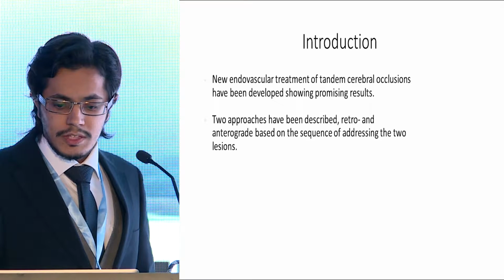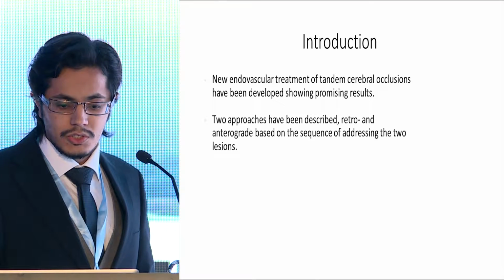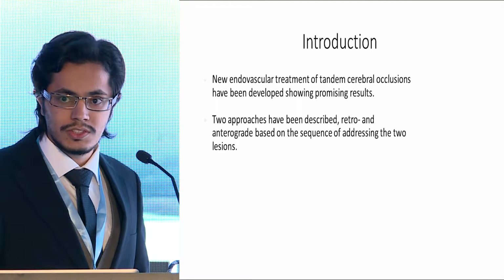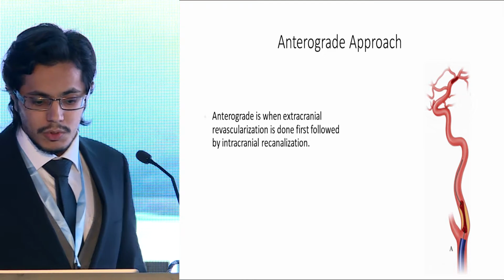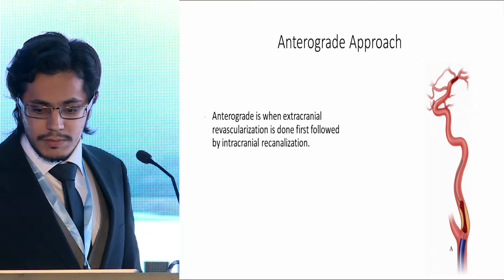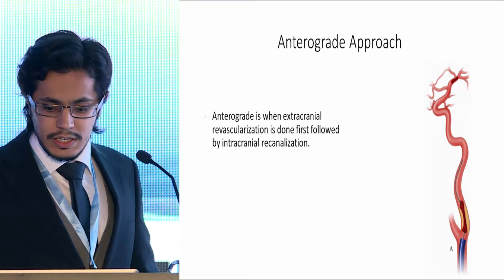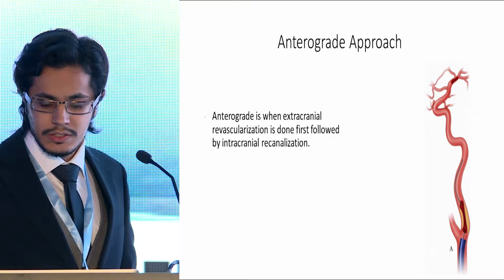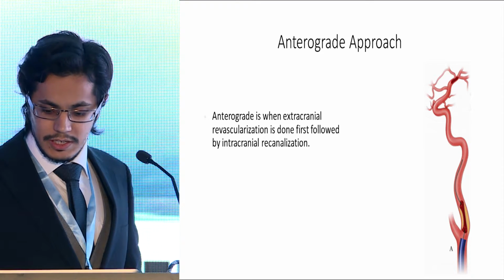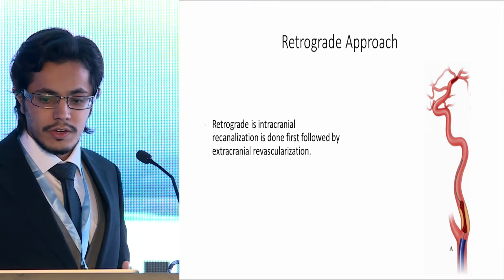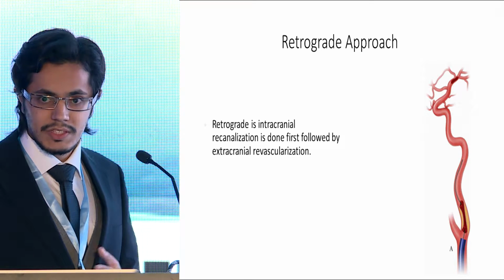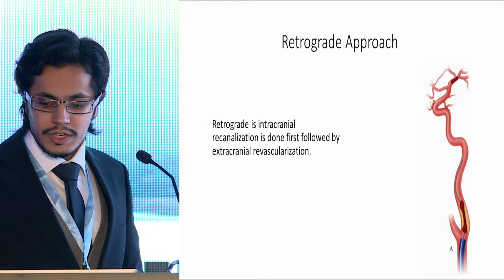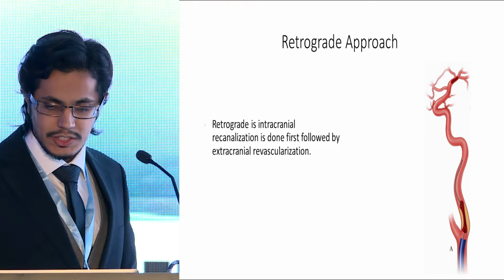New endovascular treatments of tandem occlusion have been developed showing promising results. Two approaches have been described, retrograde and anterograde, based on the sequence of addressing the two lesions. The anterograde approach is when the proximal ICA is revascularized using angioplasty and/or stenting, followed by mechanical thrombectomy of the distal lesion. While in retrograde, it is quite the opposite, by addressing the symptomatic lesion first, by doing mechanical thrombectomy of the distal lesion, followed by revascularization of the proximal lesion by angioplasty and/or stenting.